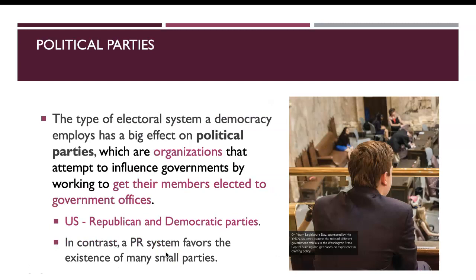So the United States has two parties, the Republican and Democratic parties. So what is a political party? Those are organizations that attempt to influence government by working to get their members elected to government offices. That's the definition of a political party.